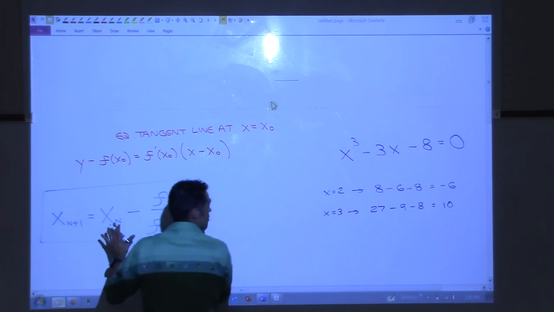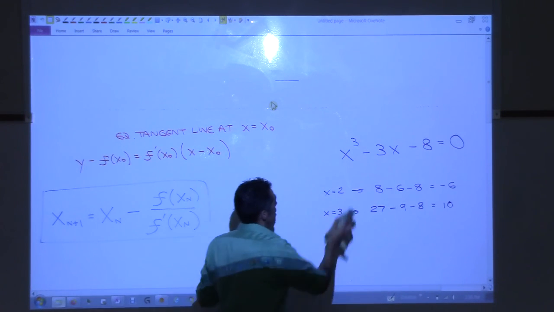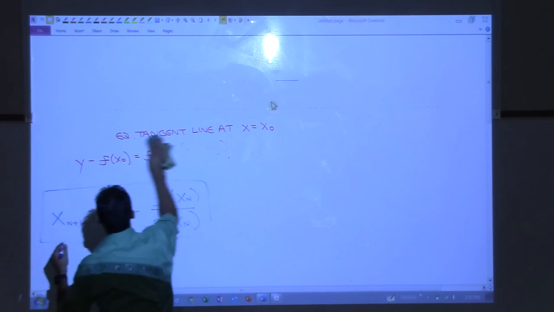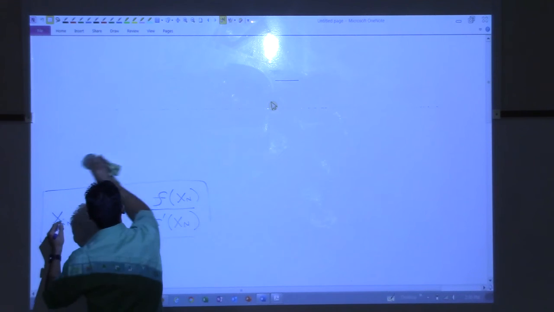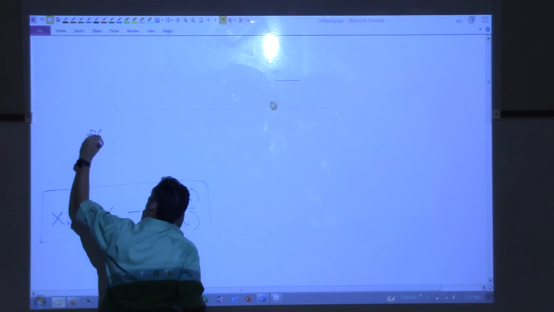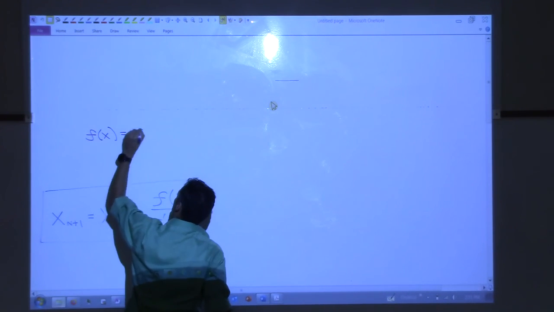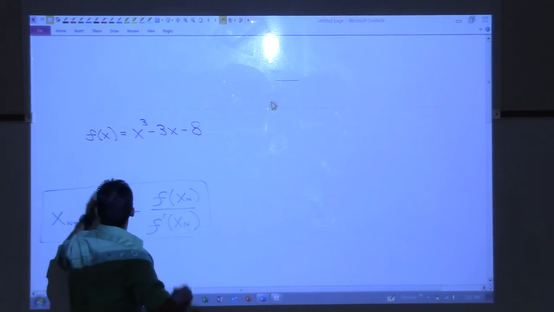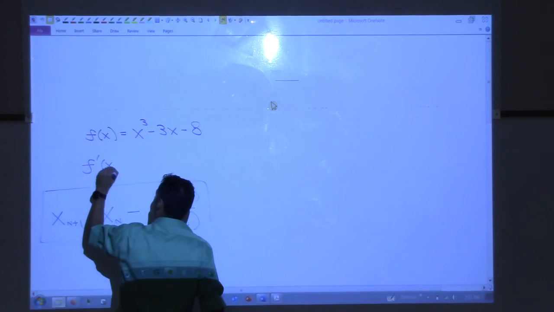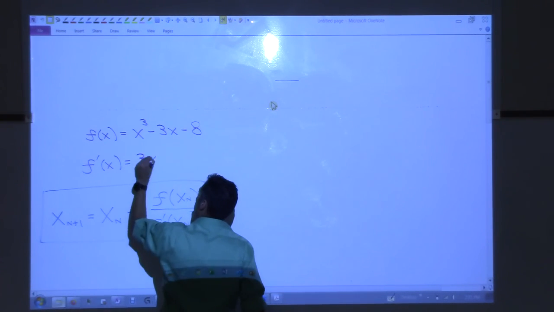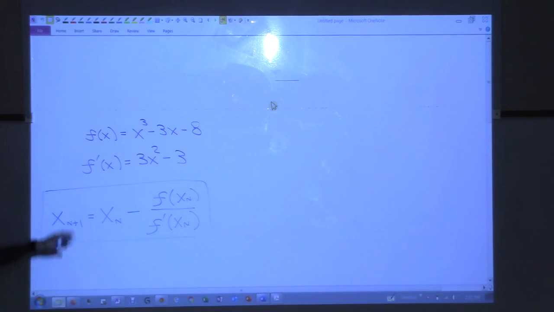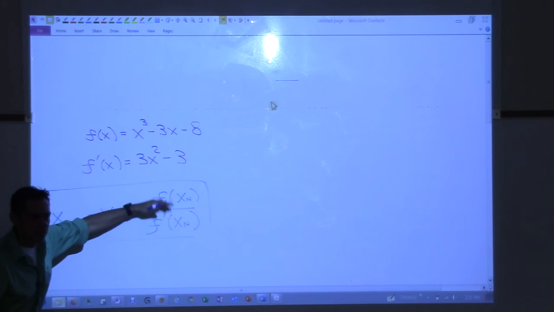This is the formula I'm going to use, right? This is it right here. I'm going to write down what the function is, just so we're all clear. The function we're using here is the left side of that equation, which was x cubed minus 3x minus 8. That's the left side. And I'm going to need its derivative throughout this process, so 3x squared minus 3. Somebody have a calculator handy. There's the function, there's its derivative. I need them because in the formula I'm using the function and the derivative.